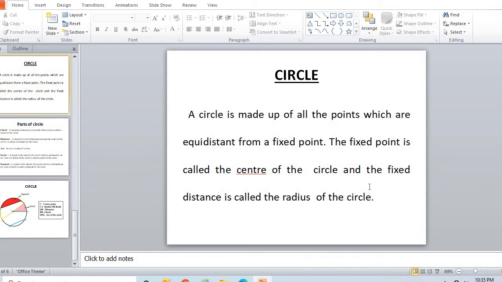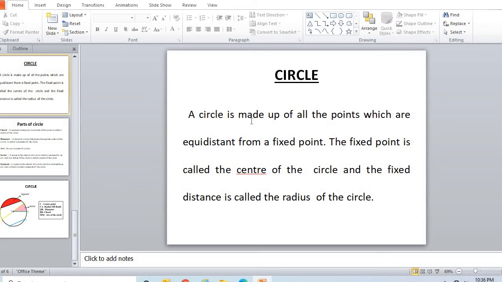You already studied in 5th standard how to draw with the help of a compass and pencil, and you can take the measure of the radius with the help of a scale. If you want to take a radius of 2 centimeter, you have to take the measure of 2 centimeter with the help of the scale and compass and pencil, and you draw the circle this way.